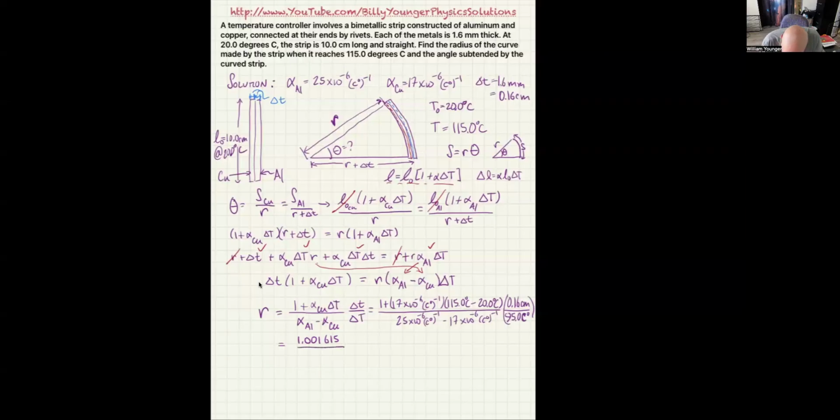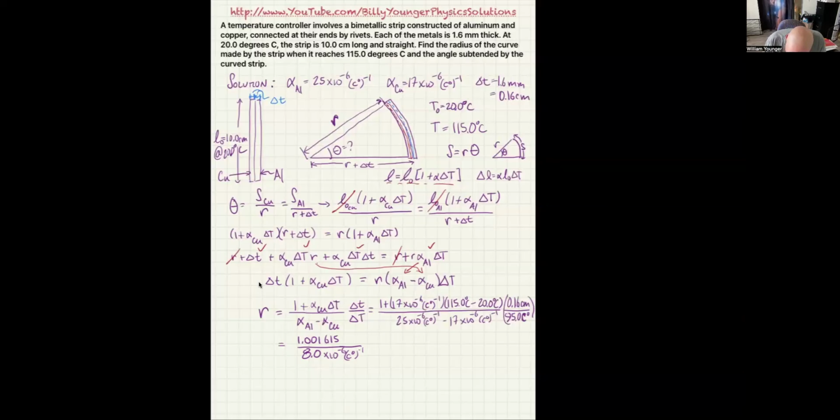Additionally, on the bottom, what we're going to do is take 25 times 10 to the negative 6 minus 17 times 10 to the negative 6, and that's going to give me 8 times 10 to the negative 6. That gives me 8.0 times 10 to the negative 6 Celsius degrees reciprocal, which means that unit is going to come to the top and it'll be Celsius degrees, which we can also call degrees Celsius. Now I've got to do the little fraction to the right.